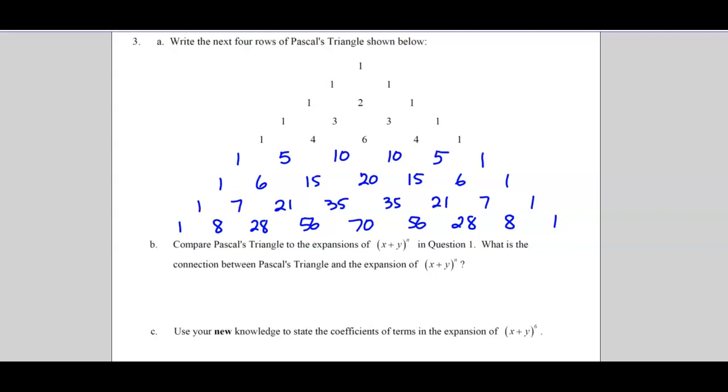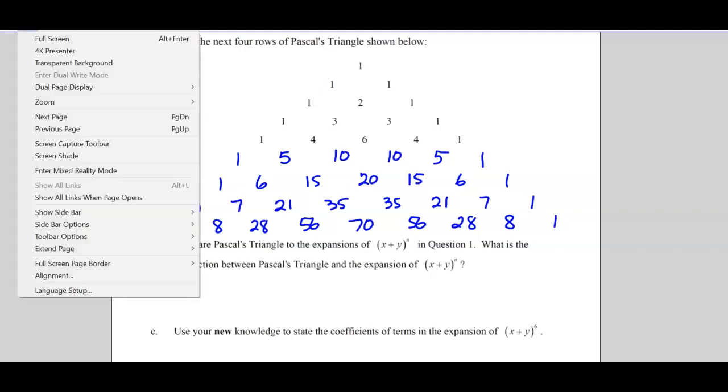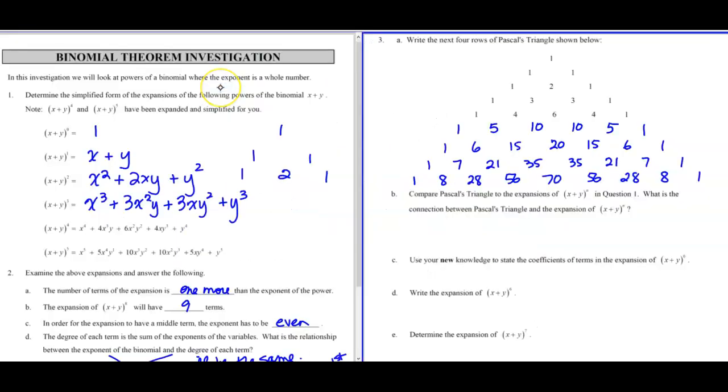Okay, so what is the connection between Pascal's triangle and the expansion? So you can kind of compare it a little bit here. This was an exponent of 0, the value. Then here, these are the coefficients when our exponent was 1. These are the coefficients when our exponent was 2, and so on. So this is row 1, right? This is row 2.